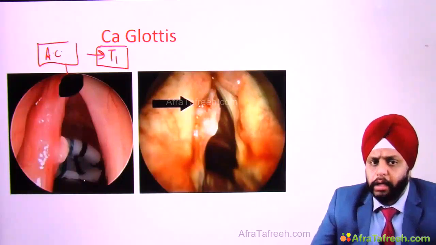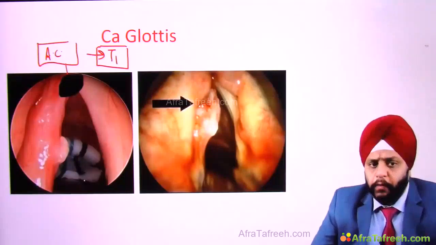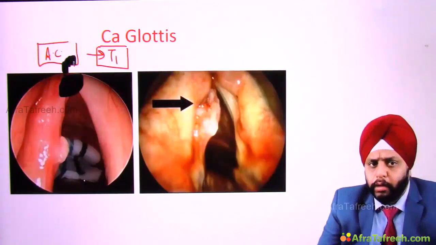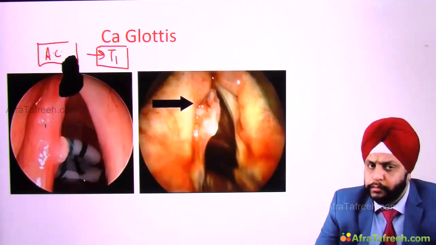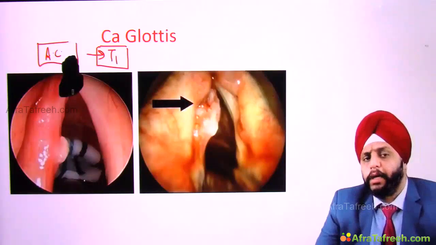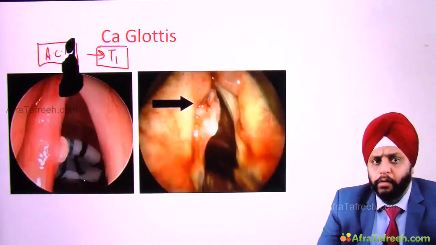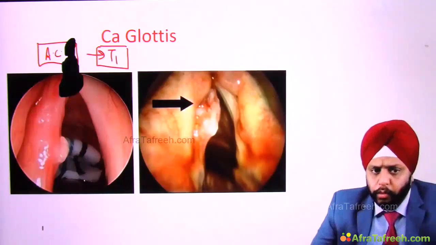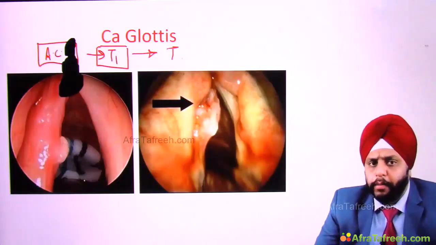Now, this anterior commissure area is a very important area because it is a blind area in the indirect laryngoscopy. It is not very clearly visible. And if this malignancy grows and spreads, it will quickly involve the perichondrium of thyroid cartilage. Then it can involve the thyroid cartilage and go to the anterior neck. So this malignancy very quickly becomes T4A from T1.